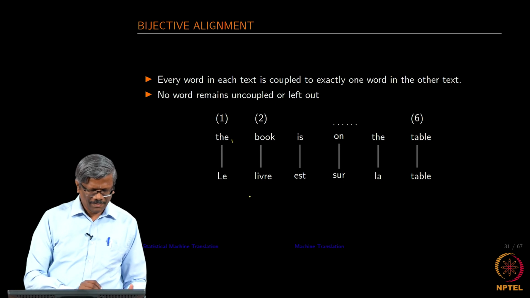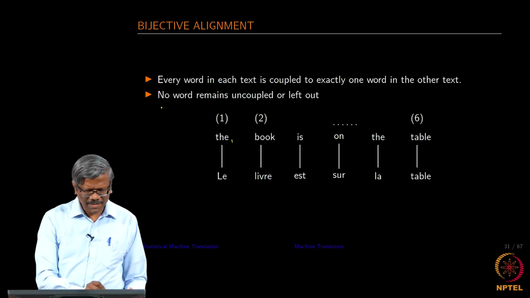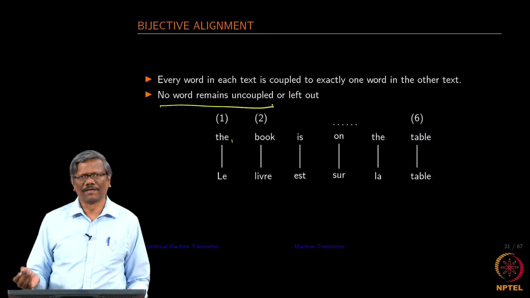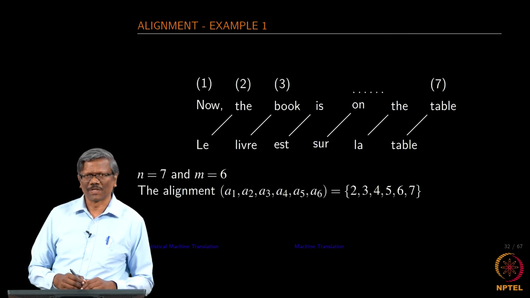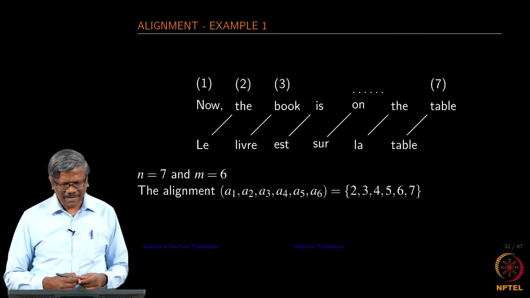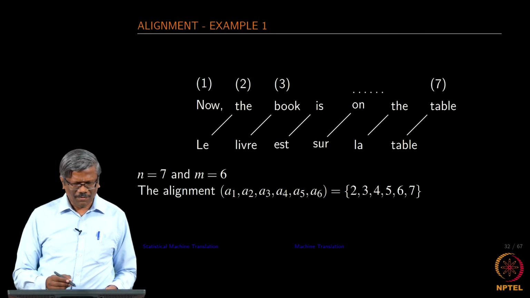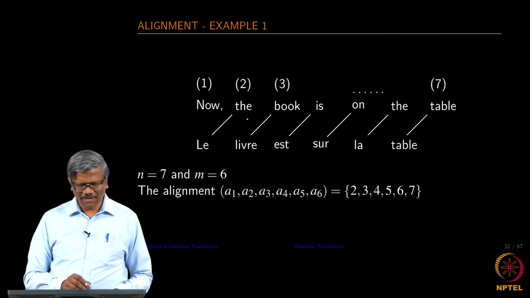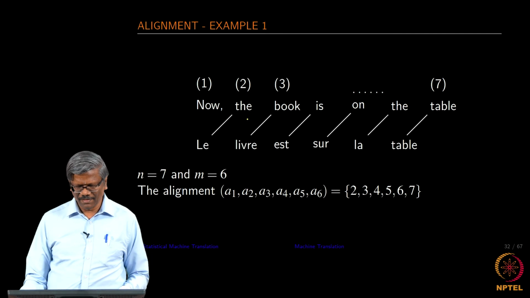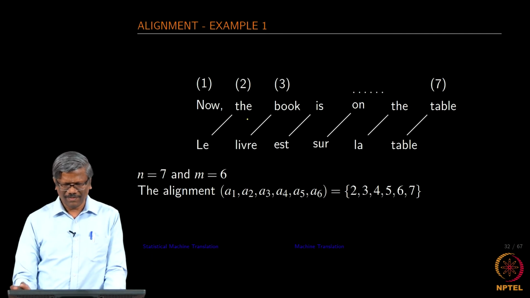All right. So, in this case, no word remains uncoupled or left out. This is one example, but that is a very ideal situation. If you look at the second example here, we have an English sentence. Now, the book is on the table, and then the French equivalent is le livre est sur la table.